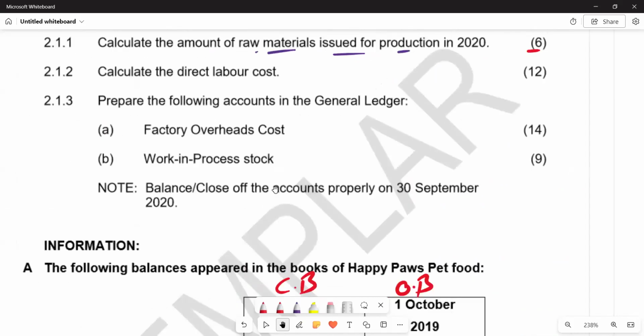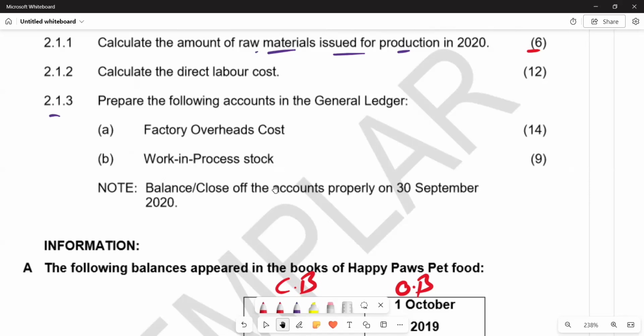Right, we go to the 2.1.3 now. It's saying prepare the following accounts in the general ledger. We are using the factory overhead cost, and then we've got work in process stock. So what we are going to do on that, we are going to start with the factory overhead cost. So on factory overhead cost, obviously we are going to list all the overheads on the debit side of the factory overhead costs, and then obviously after listing them and totaling, we are supposed to transfer it to the work in process stock.